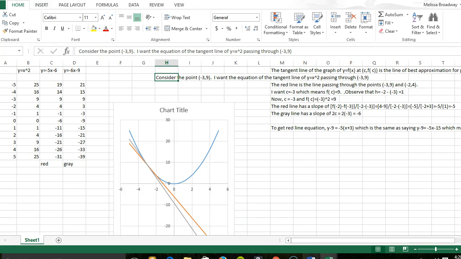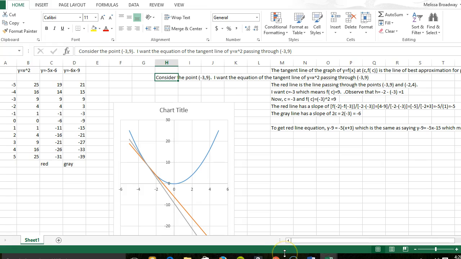Okay. Notice, guys, before I do that, let's just look qualitatively. The gray line is the line of best approximation. Notice it's a little bit better at hovering close to the graph relative to negative 3, 9 than the red line is. The red line's not bad, but the gray line is even better. That's no accident, because it's my tangent line of y equals x squared at negative 3, 9. That's what the gray line is, so it better act that way.